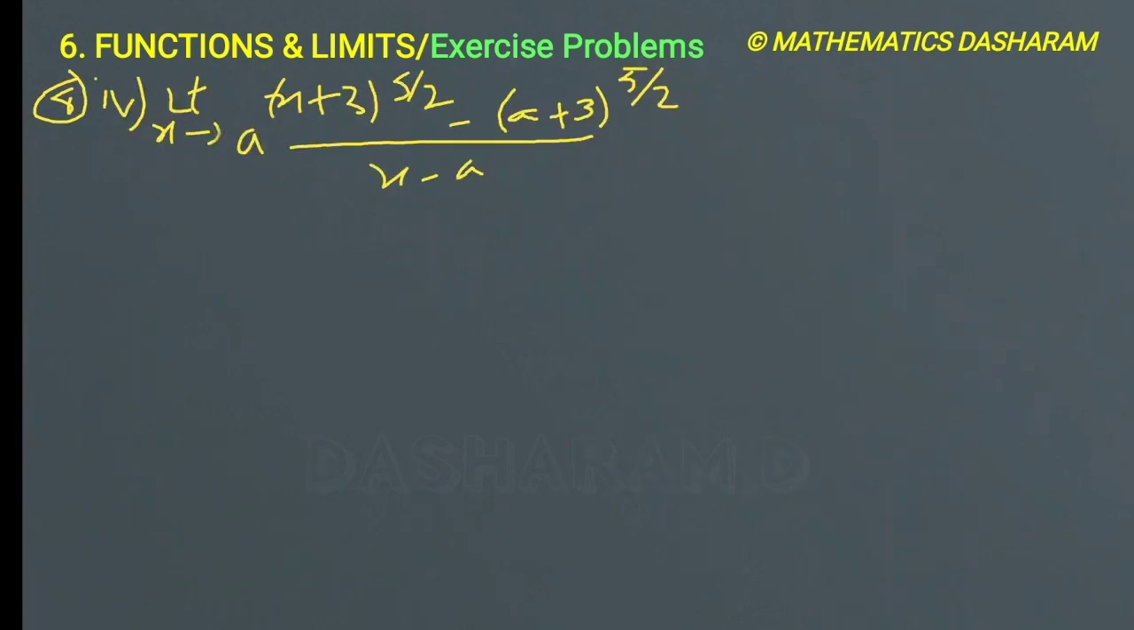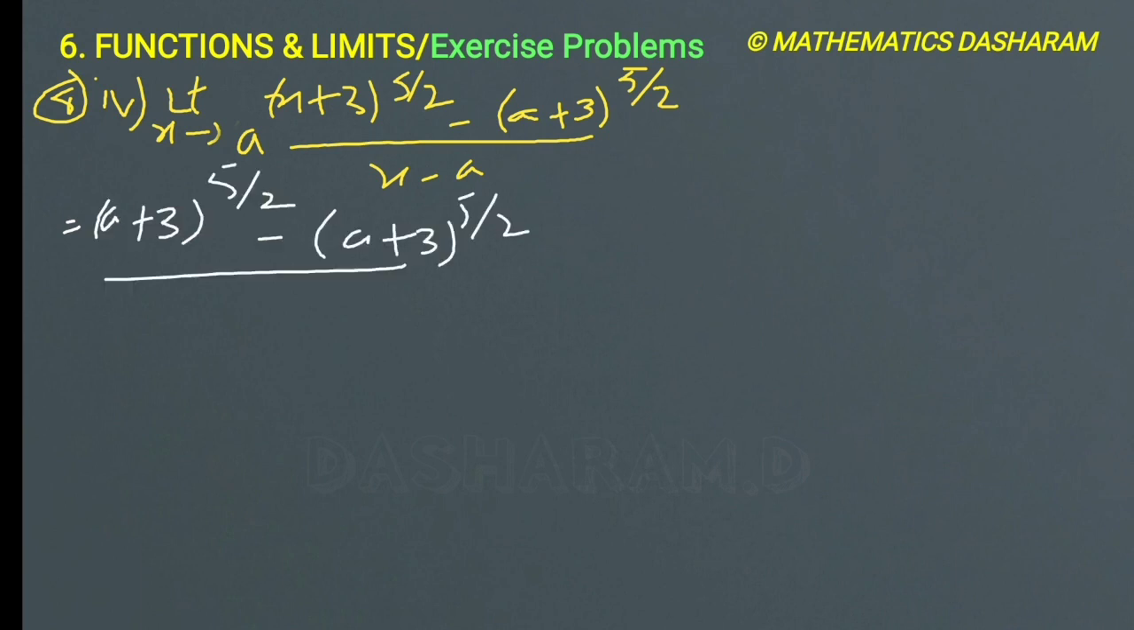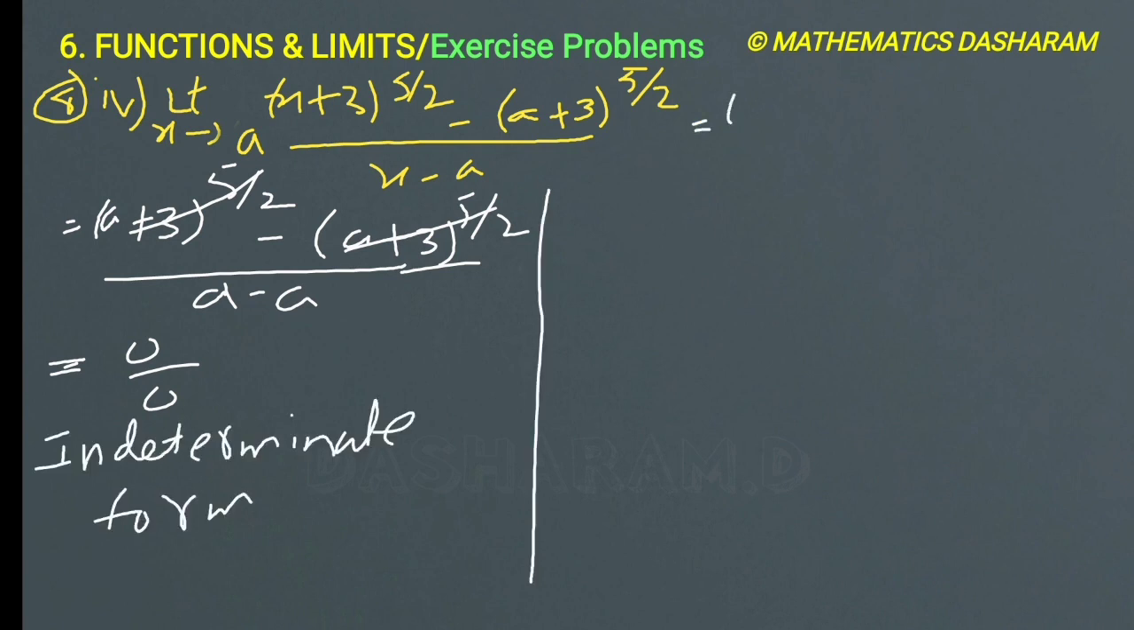Fourth question: limit x tends to a, (x plus 3) whole power 5 by 2 minus (a plus 3) whole power 5 by 2, divided by x minus a. Let's substitute x equals a. So (a plus 3) whole power 5 by 2 minus (a plus 3) whole power 5 by 2, over a minus a. In the numerator here both are cancelled. 0 divided by a minus a, it is also 0. So it is an indeterminate form. So then how to simplify?